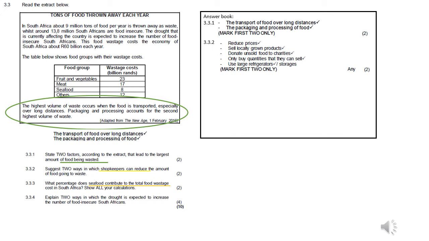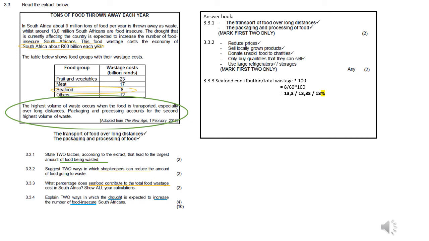3.3.3. The contribution made by seafood is 8 billion rands out of a total of 60 billion. So you take your 8, you put it over the 60, multiply by 100, and you get 13%, or 13.3, 13.33 recurring, etc.